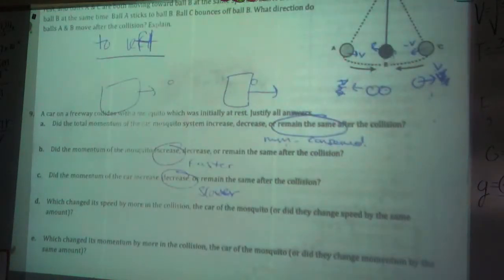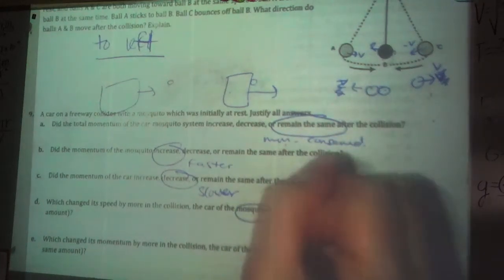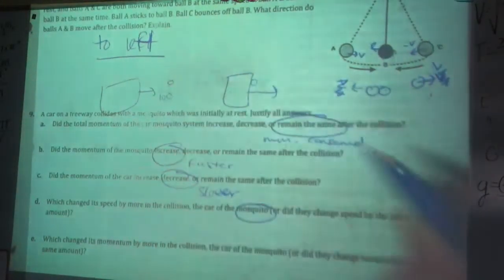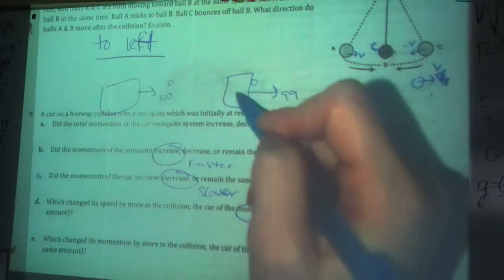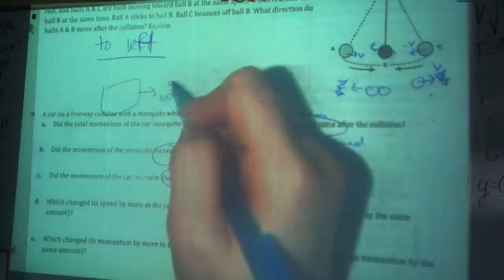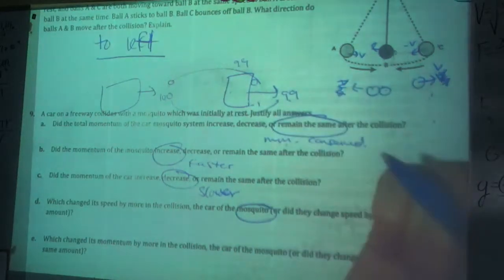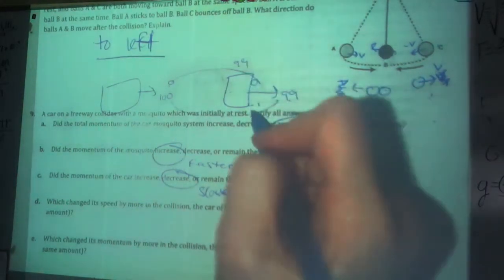Which changes its speed by more in the collision, the car or the mosquito? Definitely the mosquito, because if we were to make up numbers, let's say the car was coming in at a velocity of 100. Now it slows down and is now at 99. The mosquito gained 99, whereas the car lost 1 in its velocity. Now if you're like, wait, but they have to change by the same amount.